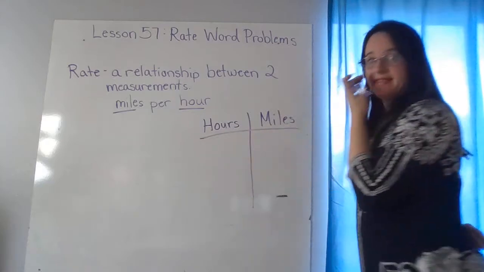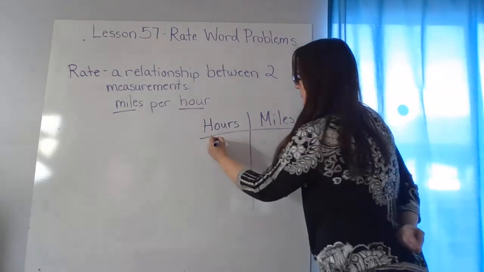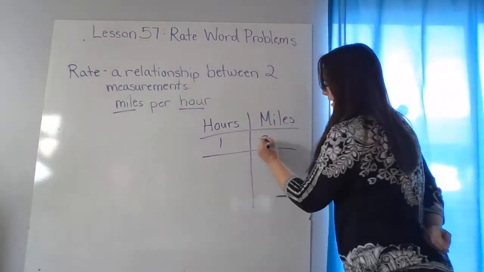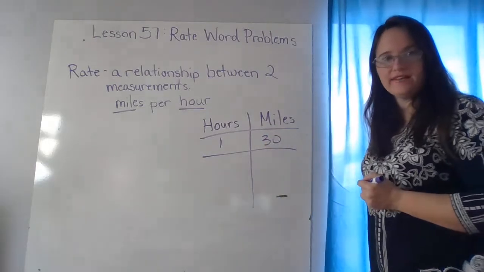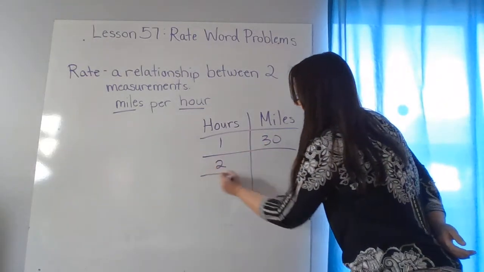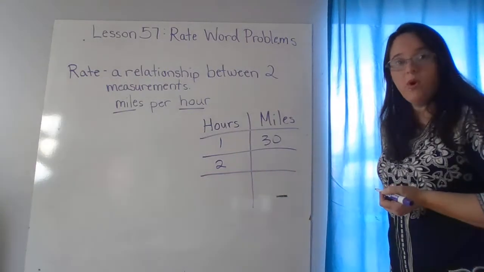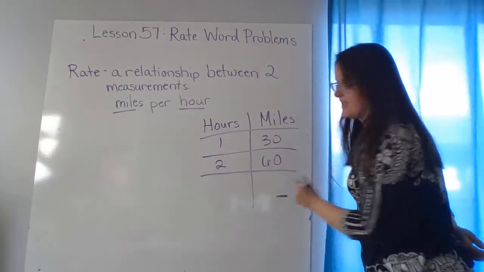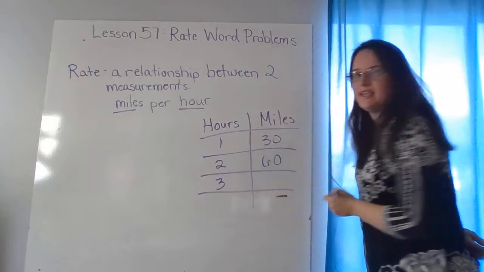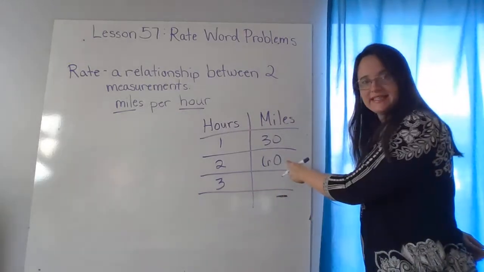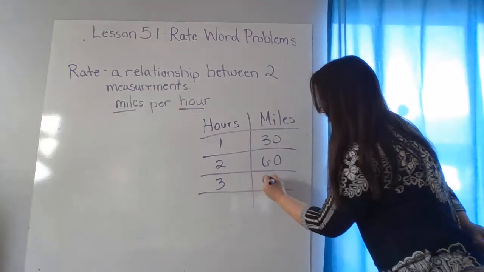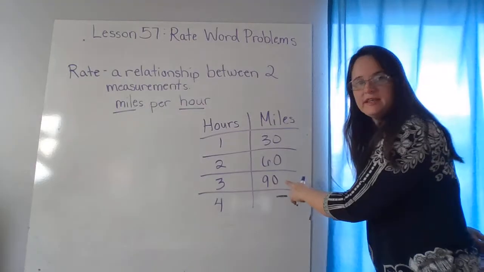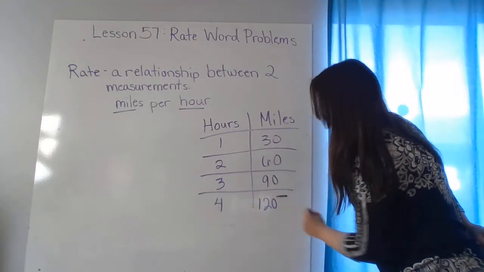So we can make a table like this, and we can say after the first hour, how many miles did he go? Well, he was driving 30 miles per hour, so after 1 hour, he had gone 30 miles. After 2 hours, he went 30 more miles. So 30 plus 30 would give us 60. After 3 hours, he went 30 more miles, so 60 plus 30 gives us 90. And after 4 hours, again, 30 more miles, so 90 plus 30 would give us 120.